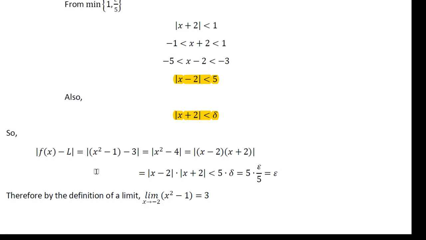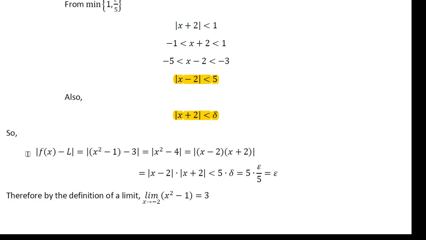Why is that less than 5 times delta? Well, if the absolute value of x minus 2 is less than 5 and the absolute value of x plus 2 is less than delta, then the product of x minus 2 and x plus 2 has to be less than 5 times delta. And that's less than or equal to 5 times epsilon over 5 by substituting the minimum of epsilon over 5. That simplifies to epsilon.